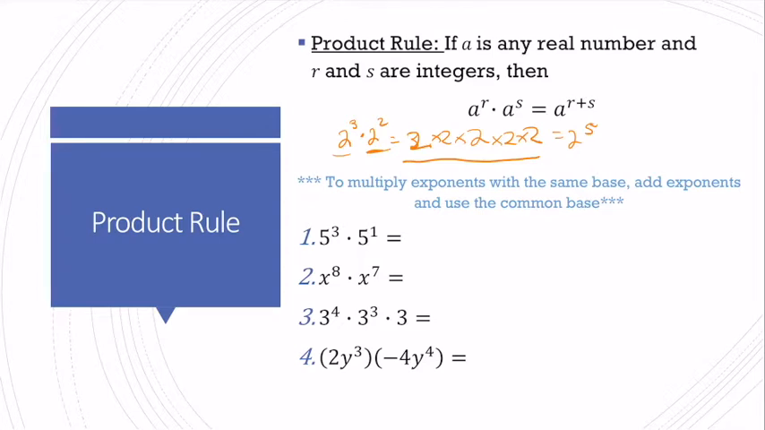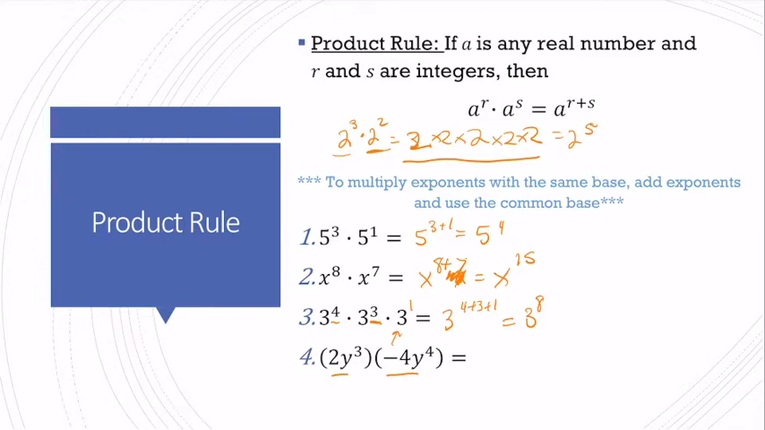So here I've got 5 cubed times 5 to the first. That would be 5 to the 3 plus 1, which is 5 to the 4th. Here I've got x to the 8th times x to the 7th. That's x to the 8 plus 7, which gives me x to the 15th. If I have 3 to the 4th times 3 cubed times 3, that's 3 to the 4 plus 3 plus, and what's the exponent here? Well, that's going to be a 1. That gives me 3 to the 8th.